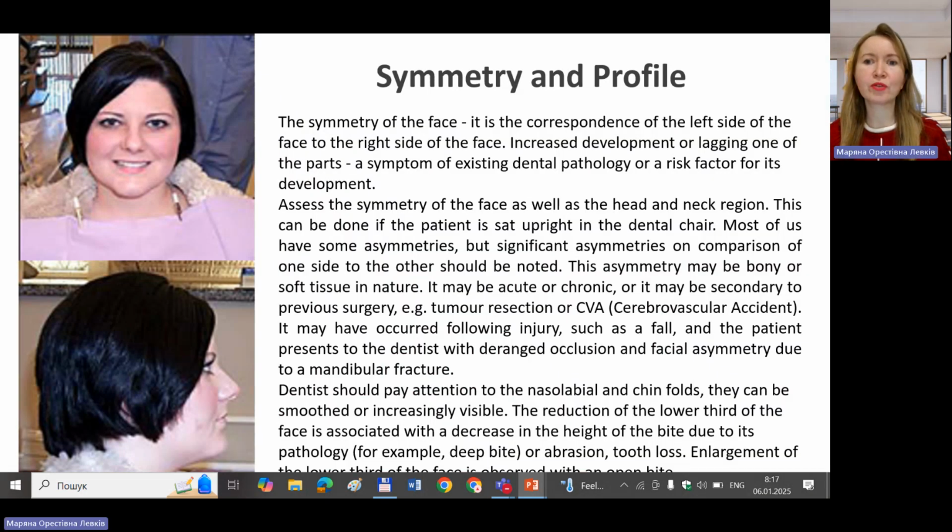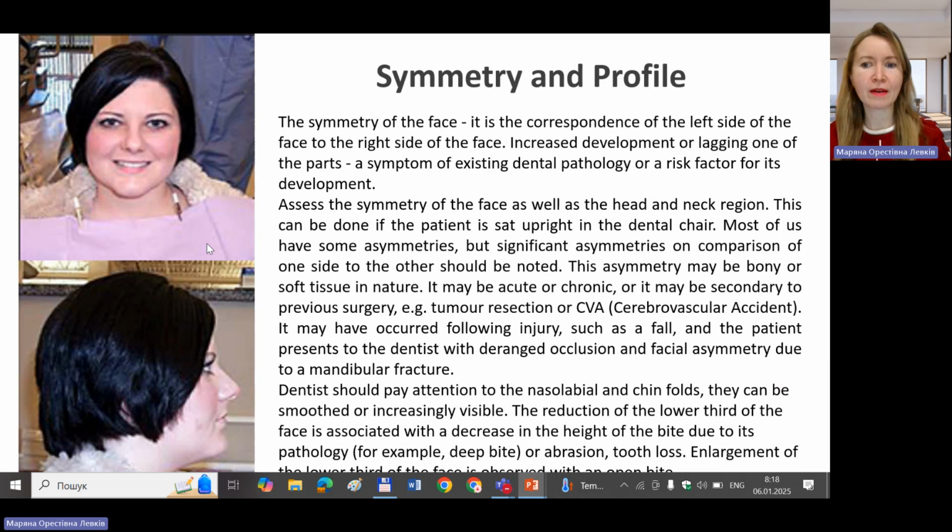The first step that should be denoted is symmetry and profile. The symmetry of the face is the correspondence of the left side of the face to the right side of the face. Increased development or lagging of one of the parts may be a symptom of existing dental pathology, or a risk factor for its development. Assess the symmetry of the face as well as the head and neck region. This can be done if the patient is sat upright in the dental chair.